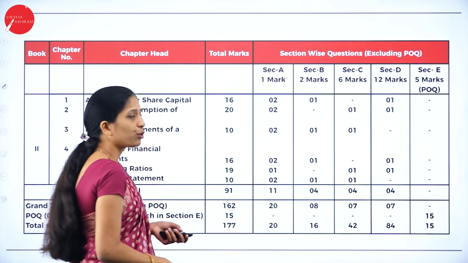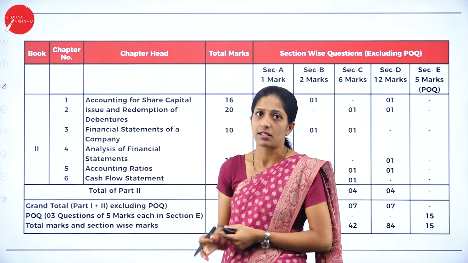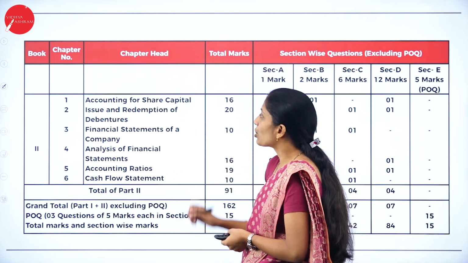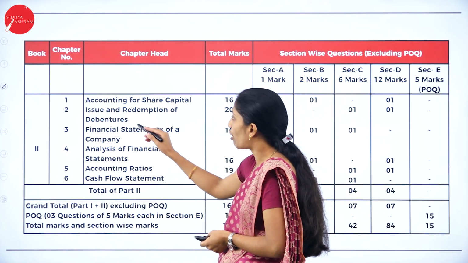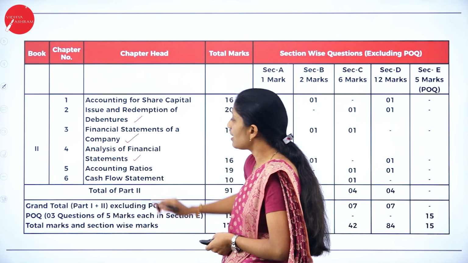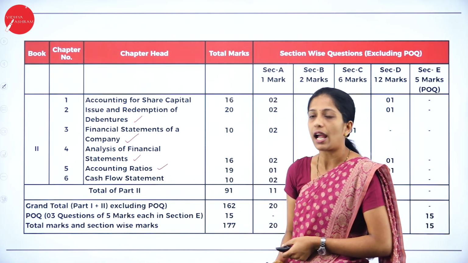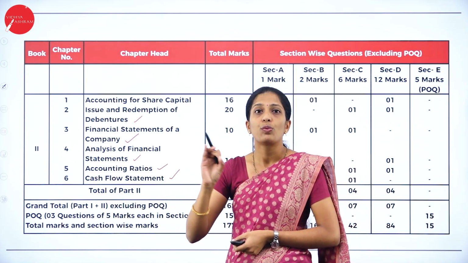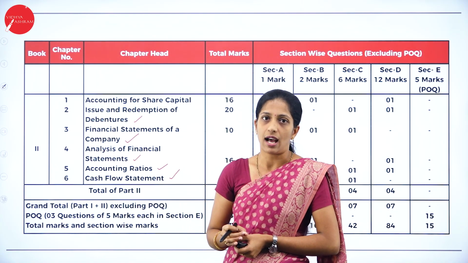Now coming to Book 2 or Part 2 of your Accountancy syllabus. Here you have 6 chapters, whereas in Book 1 you have only 5 chapters. Chapter 1 is Accounting for Share Capital. Second is Issue and Redemption of Debentures. Third, Financial Statements of a Company. Fourth, Analysis of Financial Statements. Fifth, Accounting Ratios. Sixth, Cash Flow Statement. So let us see individually, chapter wise, what would be the weightage of each chapter and what type of questions they will ask.